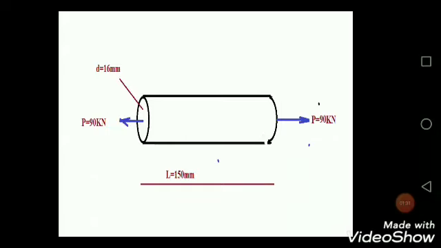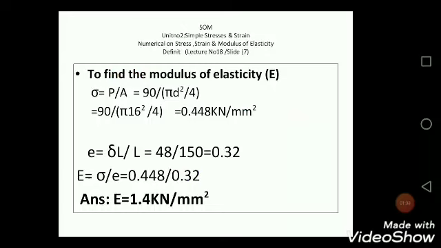This is the diagram. Everything is given in the diagram. Modulus of elasticity E is equal to stress by strain. Here we have to first find stress, then strain, then E.